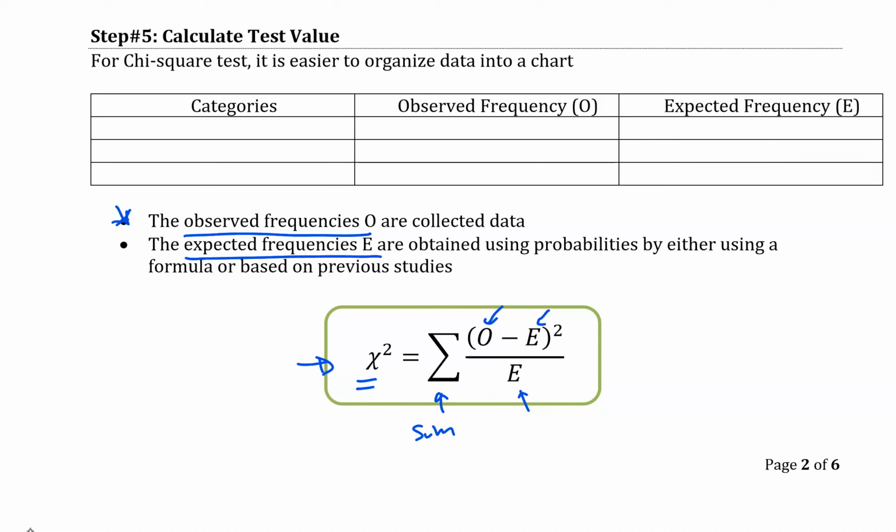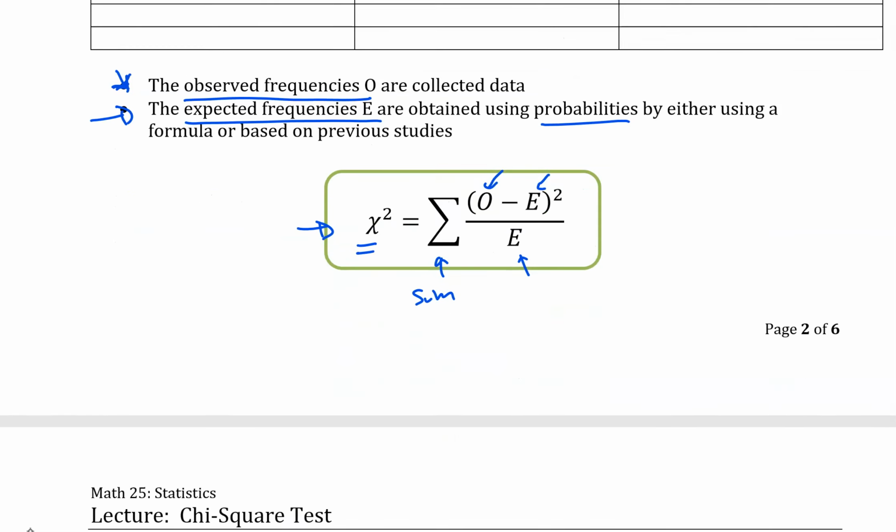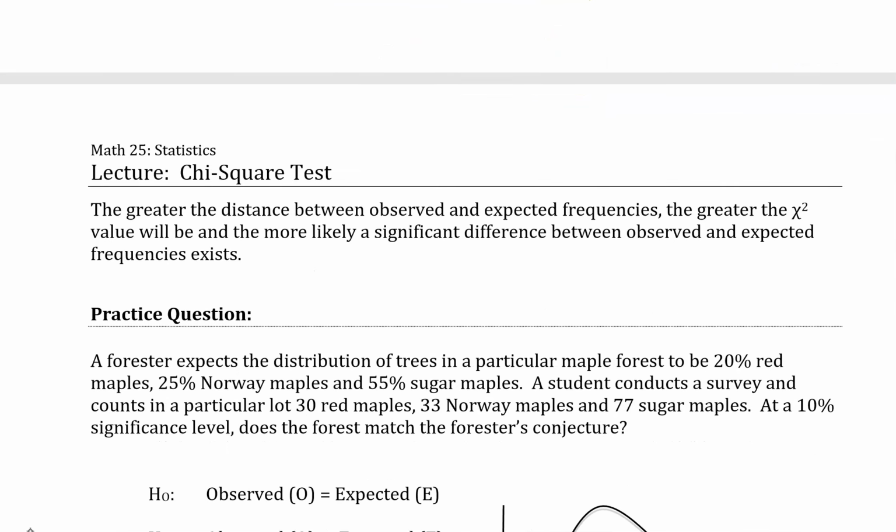Obviously, the ones that you observe are usually the easier ones to find because those would be the ones that you collect as a technician. But the expected are where it's a little bit more challenging to come up with those values, and we either use a probability or some other relationship that we know from previous studies. So, as usual, if we make it into the critical region, we reject. So let's walk through some different types of questions that we'll see in terms of the chi-squared goodness of fit test. So here's our first question.